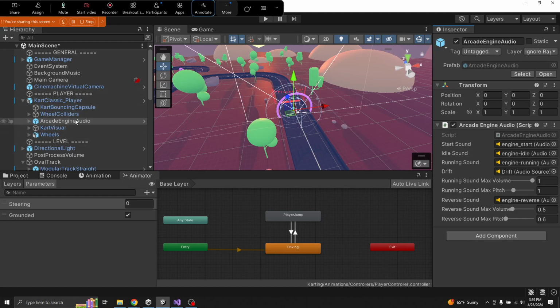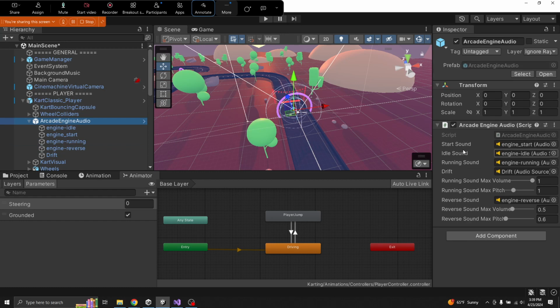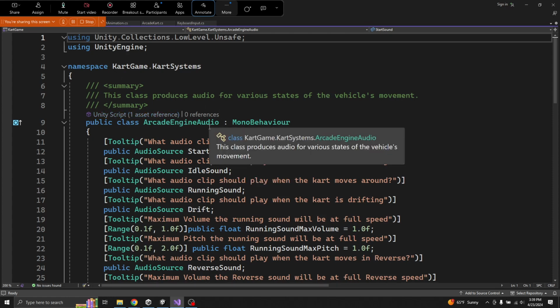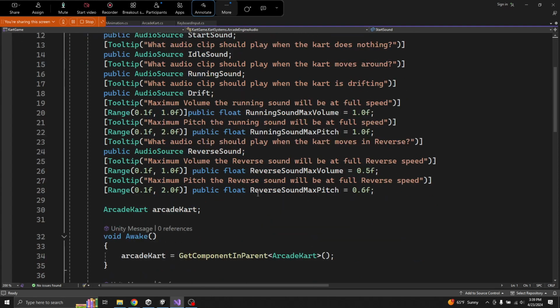So you can see Arcade Engine Audio. Looks like all the audio clips are underneath here. Each one has one audio clip, so these are all audio sources. Each game object has one audio source. And it looks like they're all kind of connected up in here: start, idle, running, drift, and a bunch of properties. So let's see what's going on here. So Arcade Engine Audio. Here's our audio sources, and these are a bunch of floats.